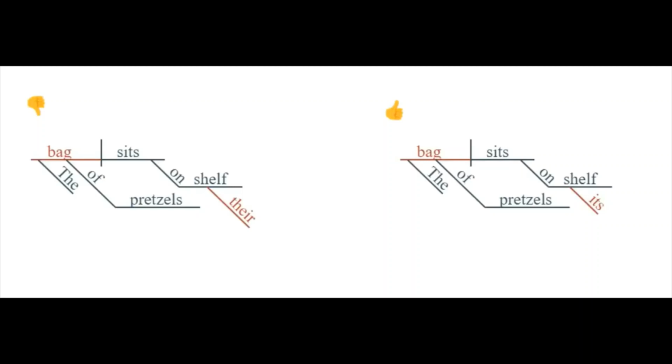In our first simple example, we see the bag of pretzels sits on their shelf versus the bag of pretzels sits on its shelf. And when we know that bag is the subject, bag is a singular thing, even if it's consisting of many individual pretzels, it's one bag. So it pairs with its as opposed to their. And just as a reminder, a prepositional phrase cannot be the subject, so pretzels could not be the subject here.